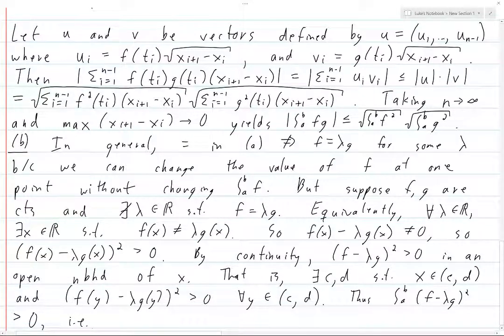And then if we FOIL this out, we just FOIL out the thing that we're squaring and then break up the integral, because an integral of a sum is the sum of the integrals. So it becomes the integral from a to b of f squared minus 2 lambda integral from a to b of f times g plus lambda squared, which is the integral from a to b of g squared, is greater than 0. Okay? So now what?